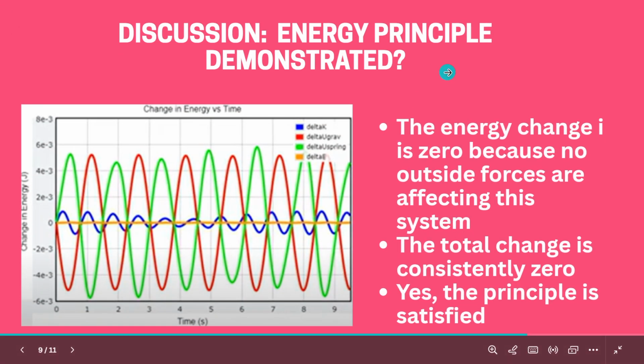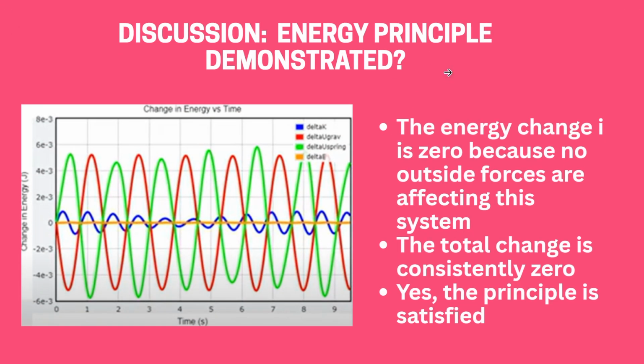So let's talk about the energy principle. Was it demonstrated? Well, the energy is zero because no outside forces are affecting the system. And then the total change is consistently zero. If you look at the graph here, you can see it's consistently zero. And because of that, and because of what the energy principle stands for, we know that, yes, the principle was satisfied. Yay! So happy.